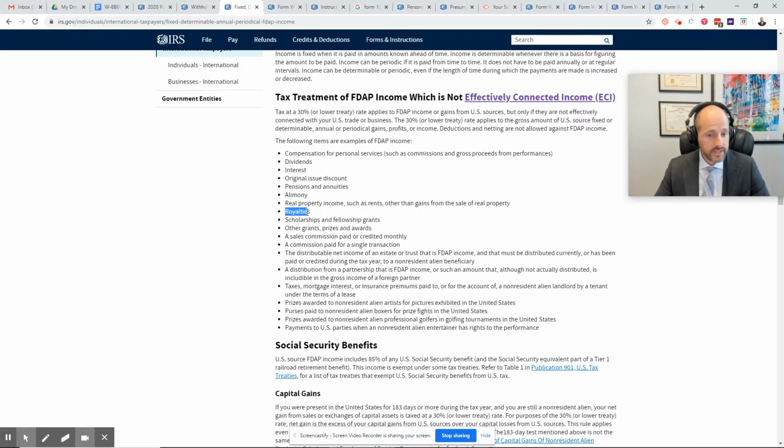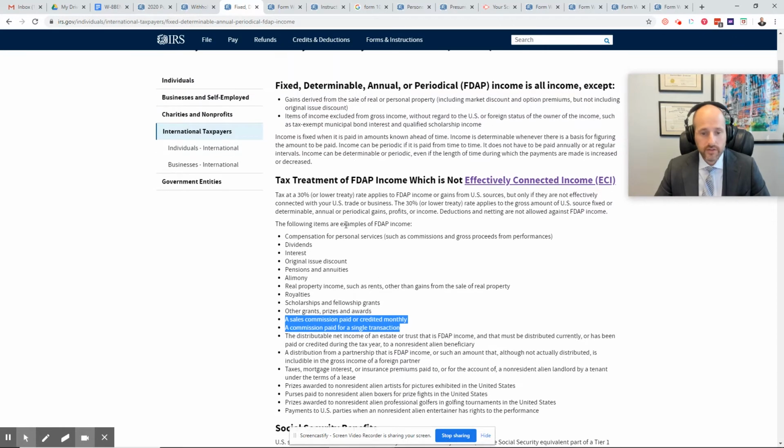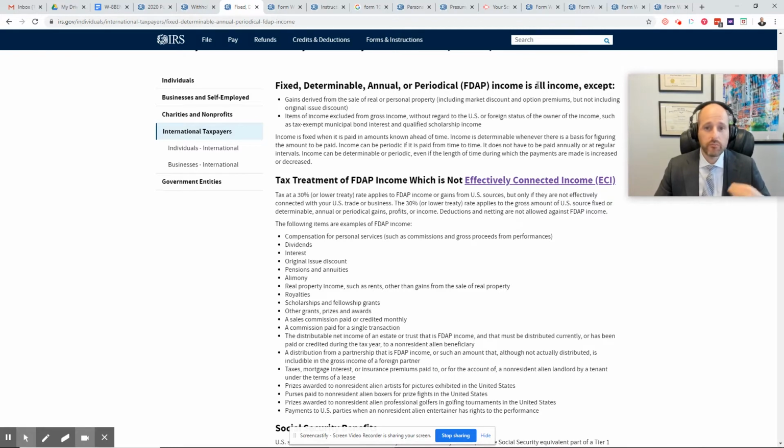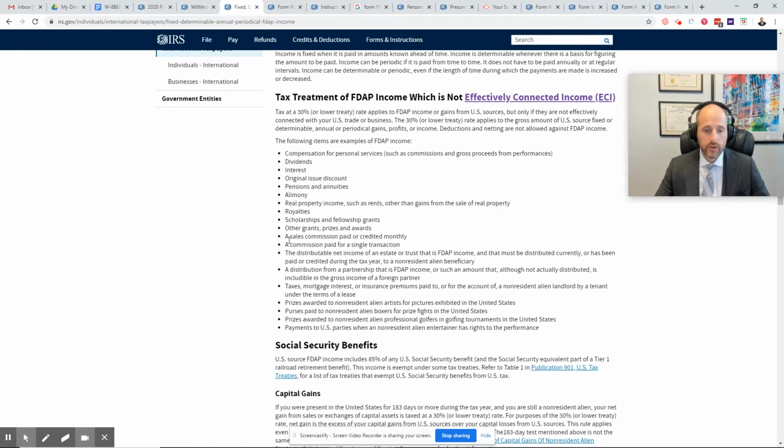If you are getting royalty income, scholarship, other grants, sales commissions, commissions paid for a single transaction. And again, these are examples, right? Which are fixed, determinable, annual, or periodical. If it's a one-time payment, if it's not determinable, if it's just according to how much you work, like if you get a commission for one thing, a single transaction is listed, but it has to be U.S. source income. It has to be fixed.